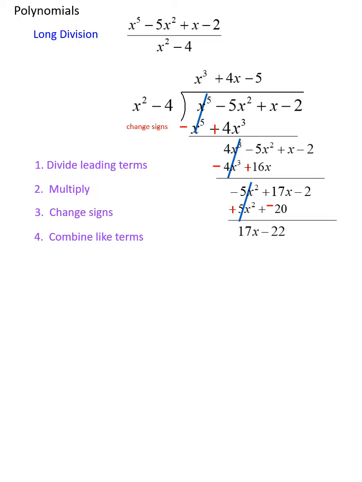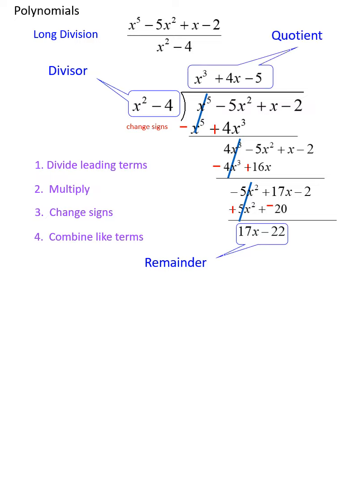Now let me give you some vocabulary associated with this division process. This thing on the bottom we call the remainder. That shouldn't sound unfamiliar to you, just like elementary school mathematics. As I mentioned earlier, this on the outside is called the divisor. And this polynomial on the top is called the quotient. Okay, great. Well, that's what everything's called.